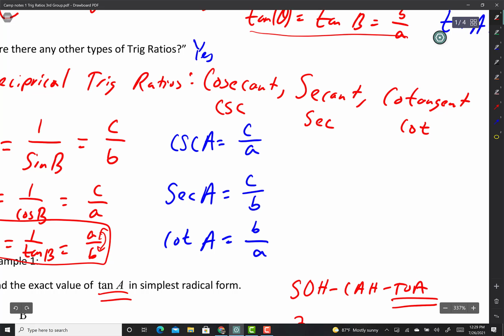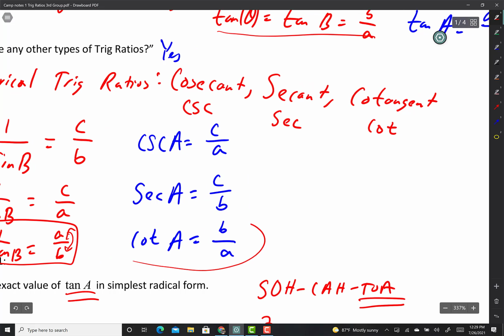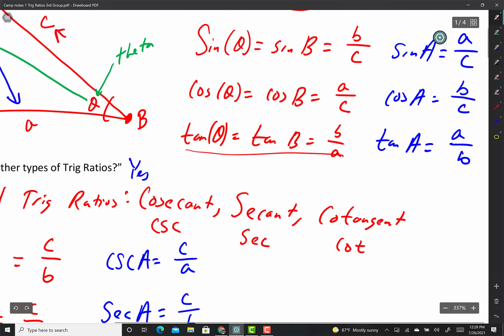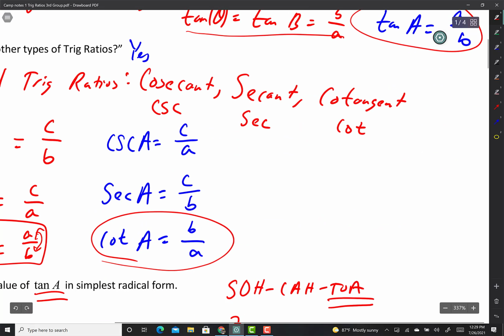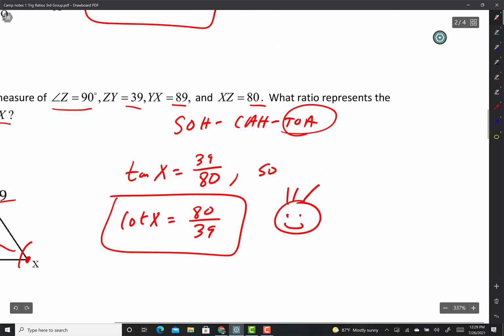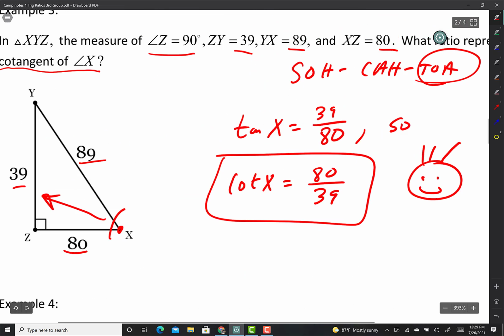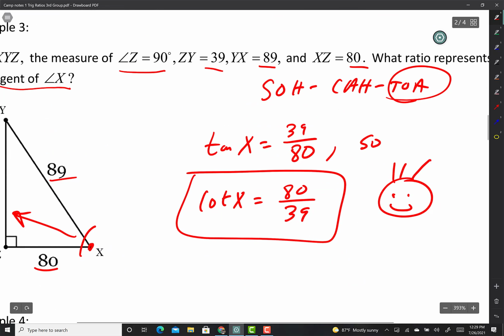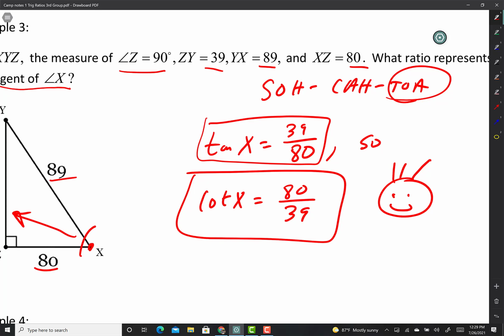A over B. See, look at this one, cotangent of A. So tangent of A was A over B. So what happens to cotangent of A? B over A. That makes sense? So, because it's a reciprocal. So what did I do on this one, miss? I said, well, cotangent's a reciprocal of tangent. I found the tangent one. And then once I found the tangent one, I just flipped it. That makes sense? Isn't it cool?